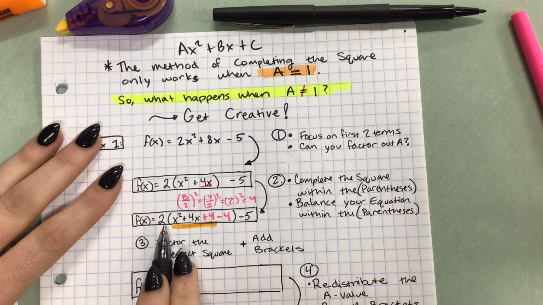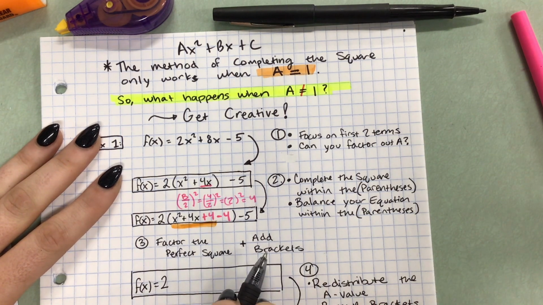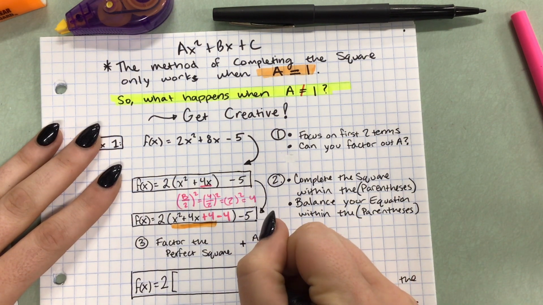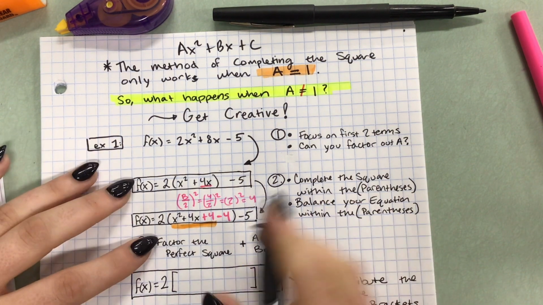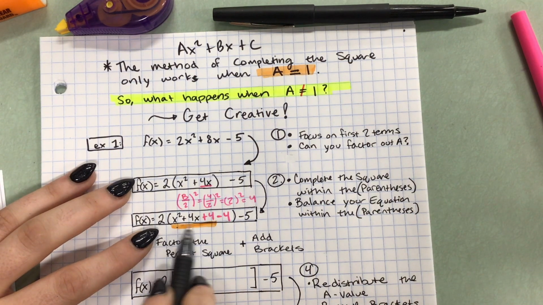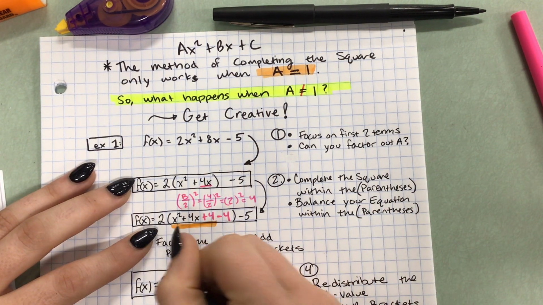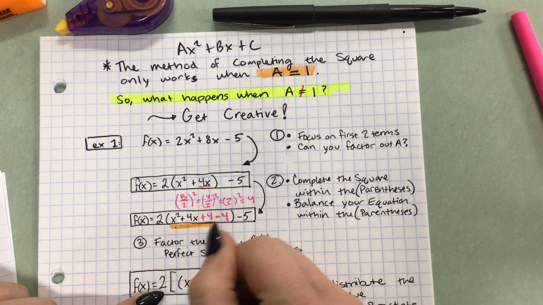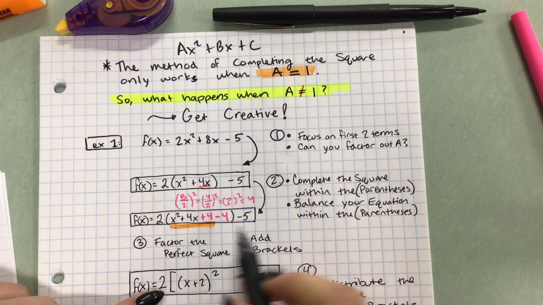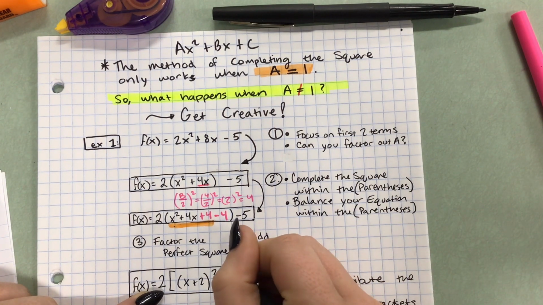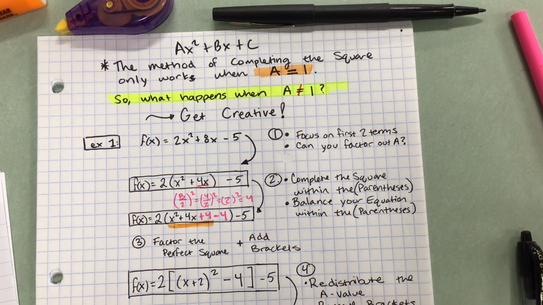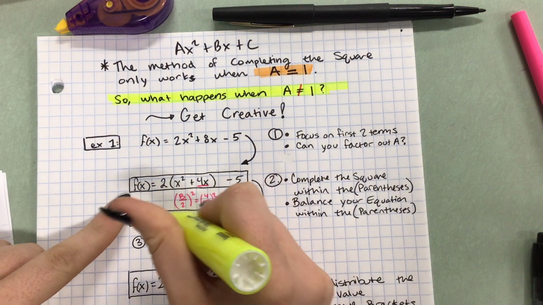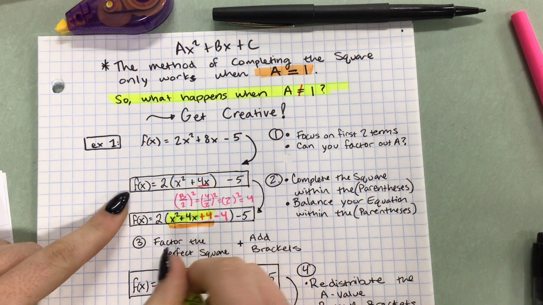Although instead of parentheses, I'm going to change to brackets because I'm going to have double sets of grouping values. So this in orange, these first 3 terms become x plus 2 squared. I'm going to drop down that minus 4. So I've only really changed this part and turned it into a perfect square.